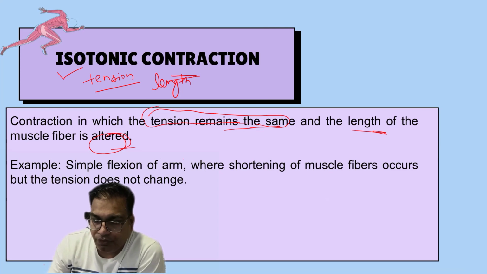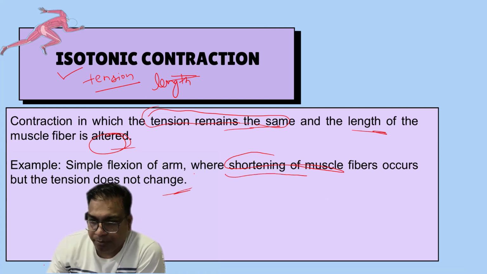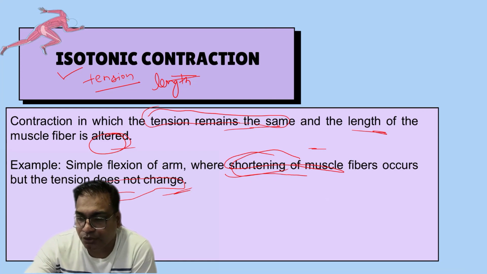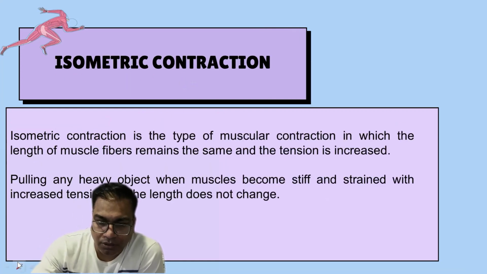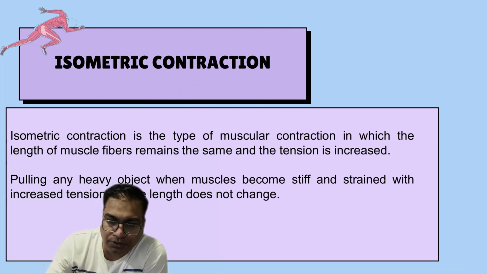The simple flexion of arm, where shortening of muscle fiber occurs but the tension does not change. By the flexion of arm, there is a shortening of muscle fiber, meaning the length of the muscle fiber is altered, but there is no change in tension. So this comes under the category of isotonic contraction. The same thing happens in opposite conditions.